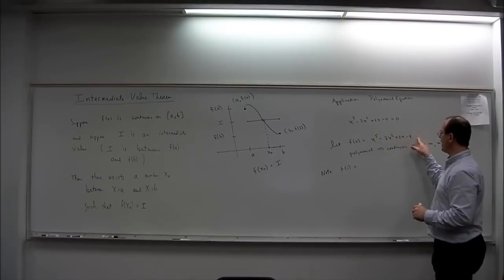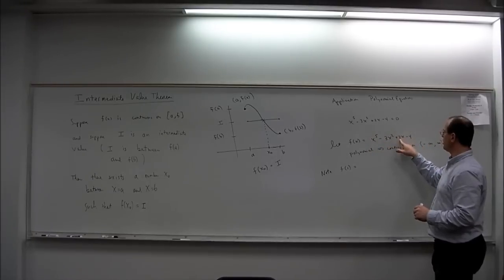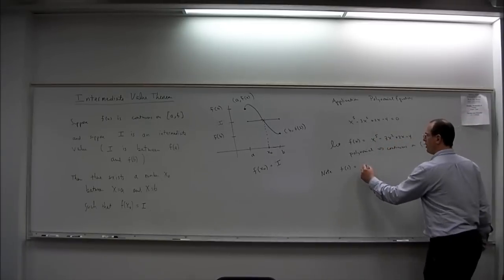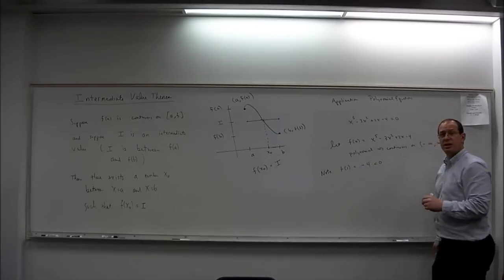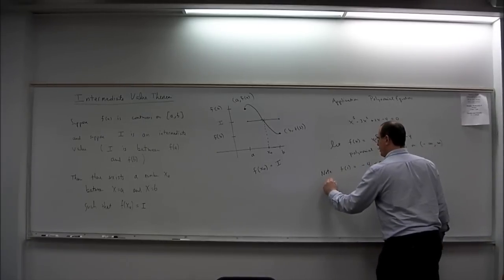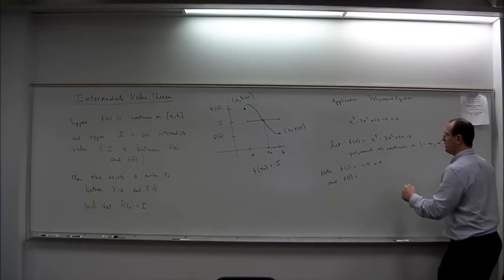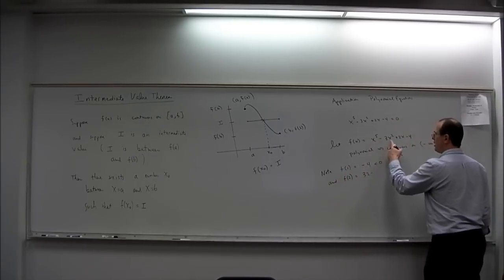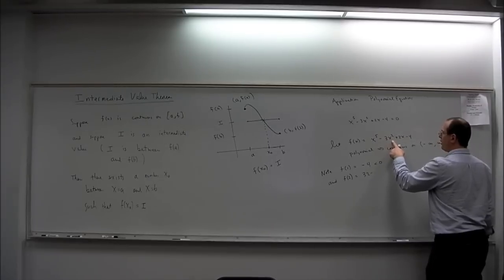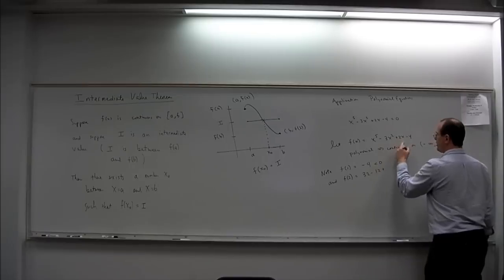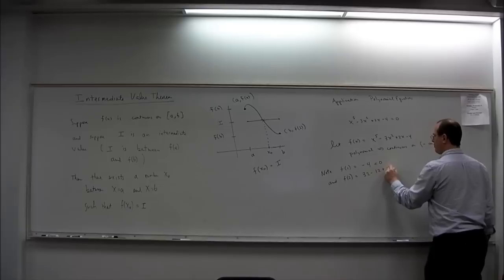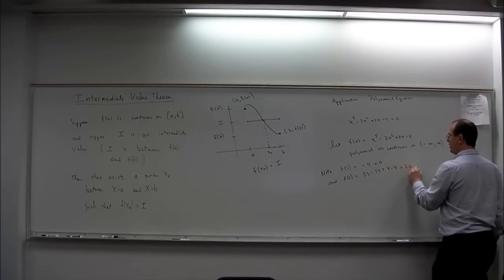If we plug 1 in for x, we get 1 minus 3 plus 2 minus 4. So that is negative 4, which obviously is less than 0. And let's calculate f of 2. f of 2 is 2 to the 5th, which is 32, minus 4 times 3, which is 12, plus 4 minus 4. So this is 20, which is definitely positive.